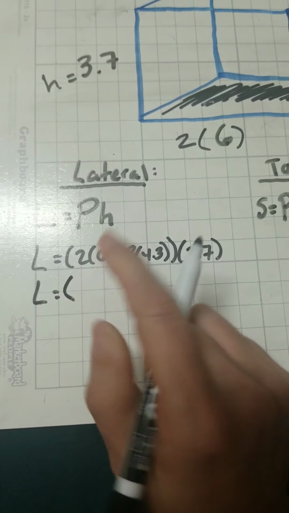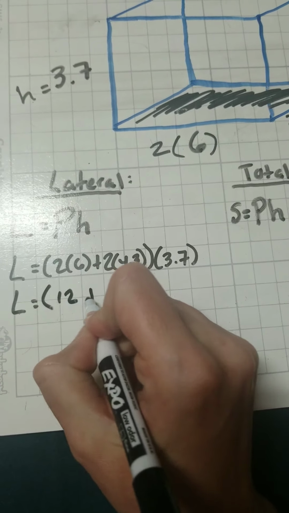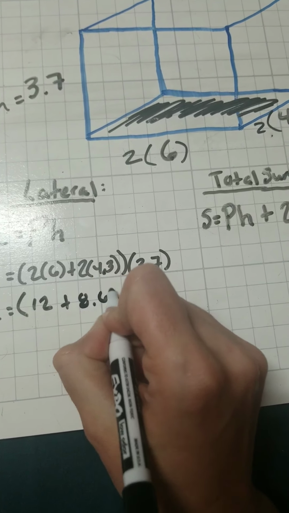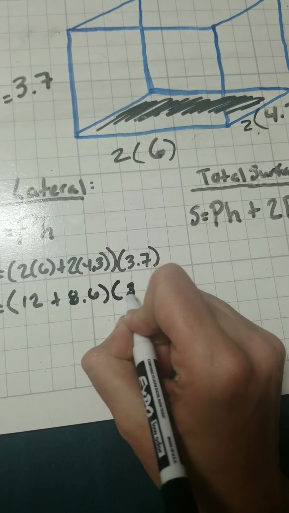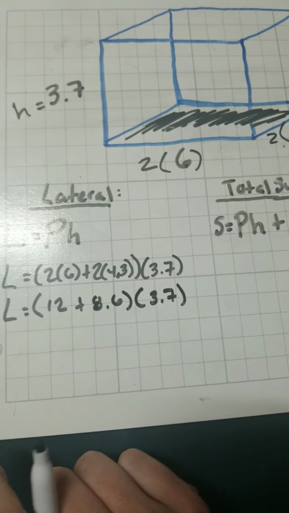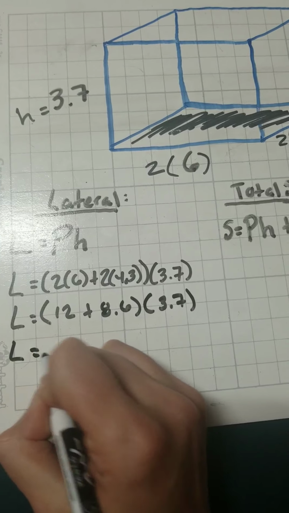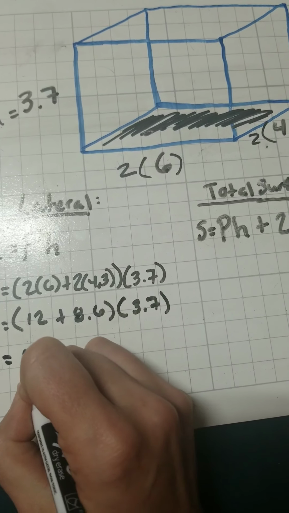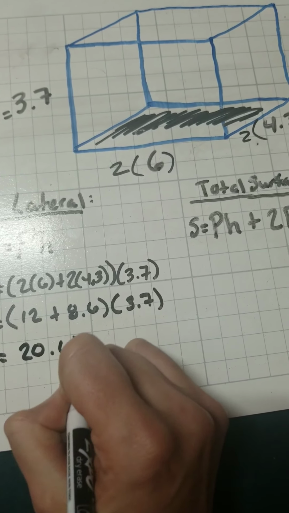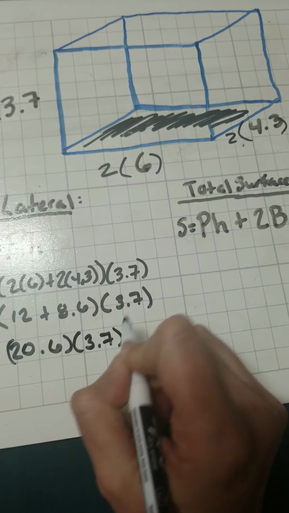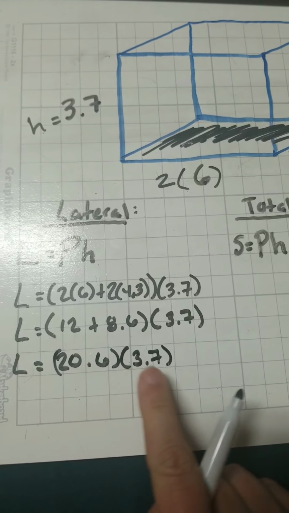So I'm going to do 2 times 6, which is 12, and 2 times 4.3, which is 8.6. Okay, so now I'm going to add together those two values. 12 plus 8.6 is 20.6. And then I'm going to multiply that by 3.7. So 20.6 times 3.7.